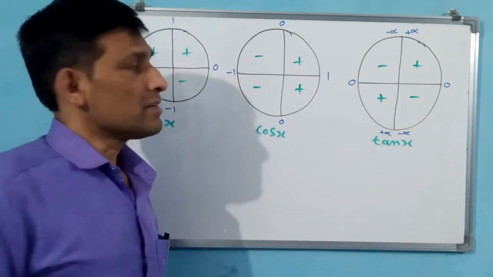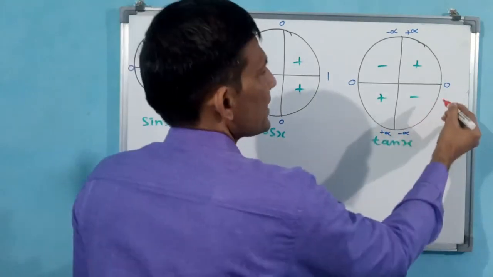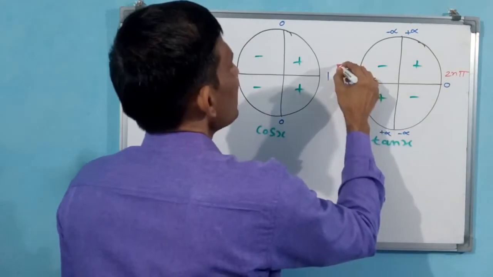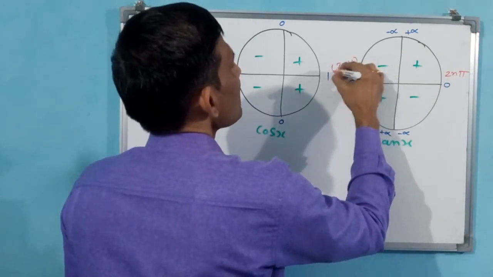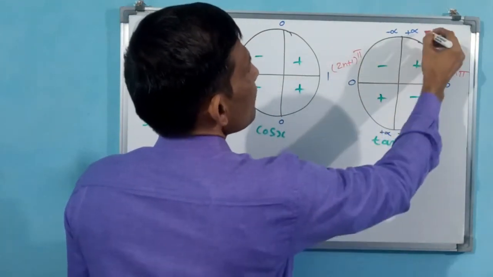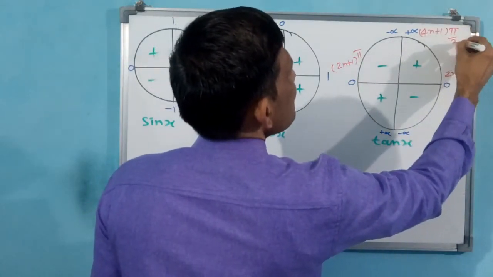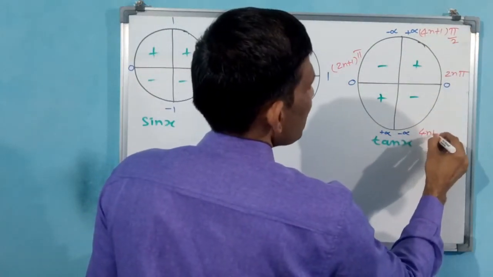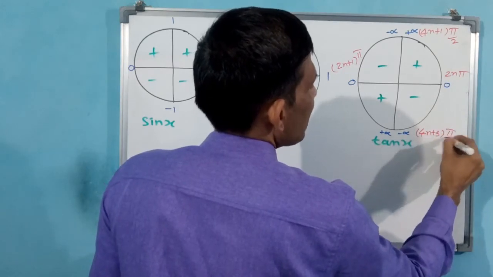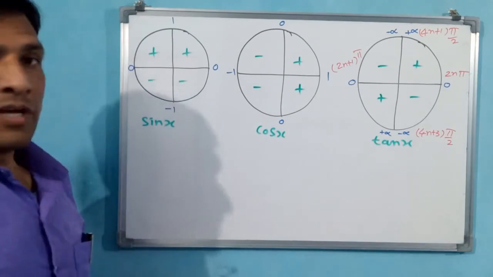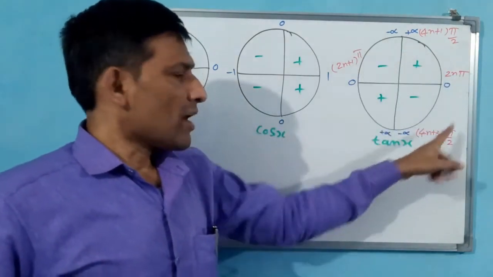First of all, let me see what are the angles we are writing here. Here we will write 2n pi. Here we will write (2n plus 1) pi. Here we will write (4n plus 1) pi by 2. Here we will write (4n plus 3) pi by 2. Okay? General representation of angles. Are these correct or not?